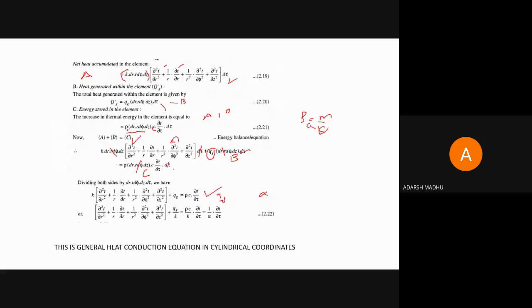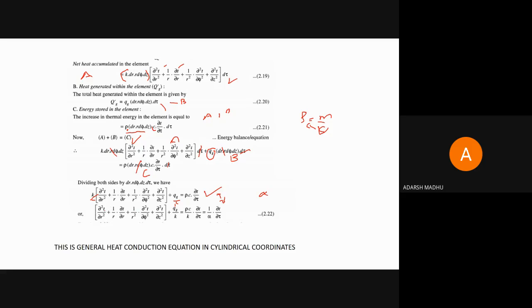Here also, the final equation we have got is K into this term plus Qg equal to rho C into dou T by dou tau, and we are dividing the whole term by K. So here K gets cancelled and it will become Qg by K and rho C by K into dou T by dou tau. So here rho C by K is termed as 1 by alpha, right?